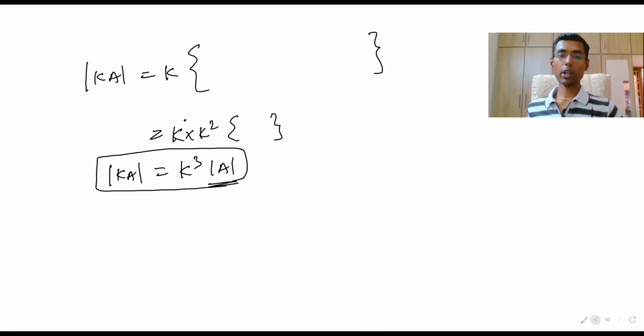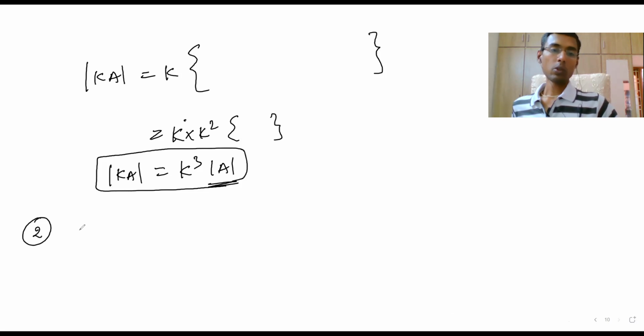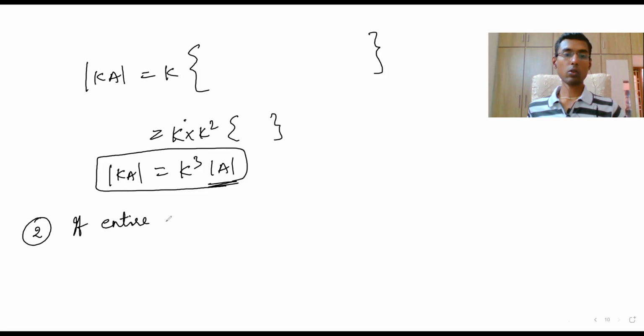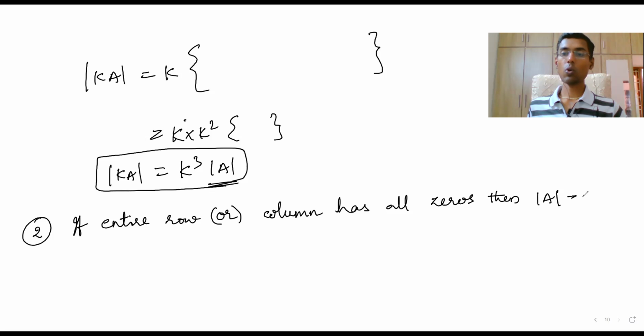This is what is property 1 I wrote. Any order we can go. Same, property 2. If entire row or entire column has all zeros, then determinant will become 0. Yes or no?